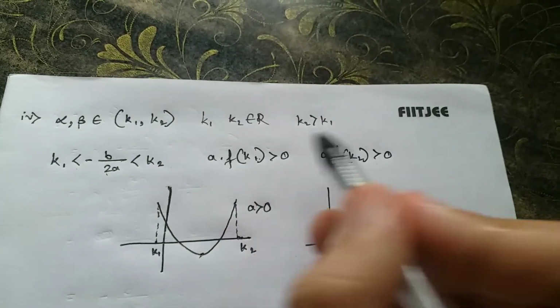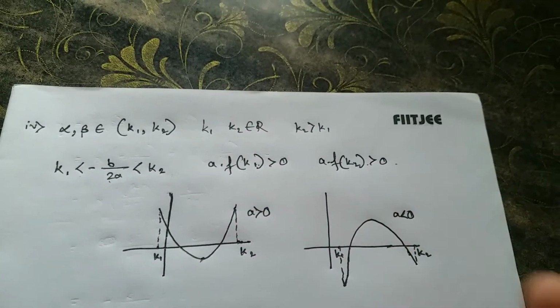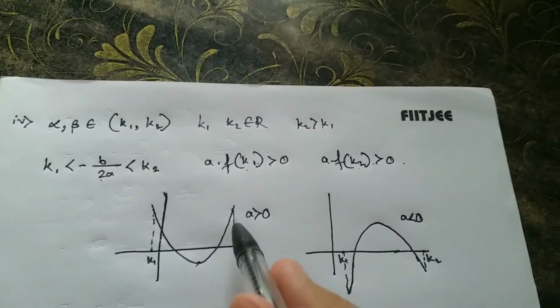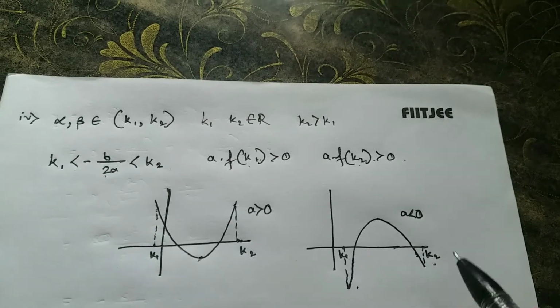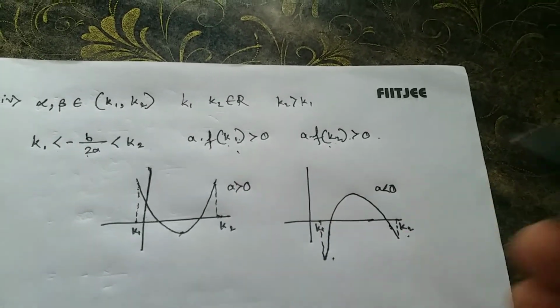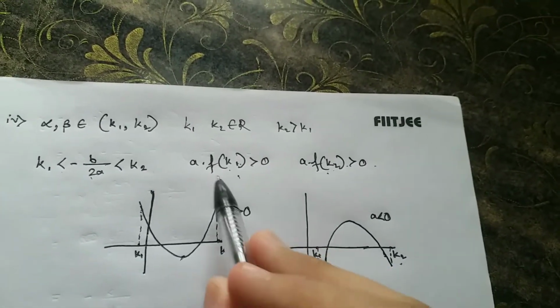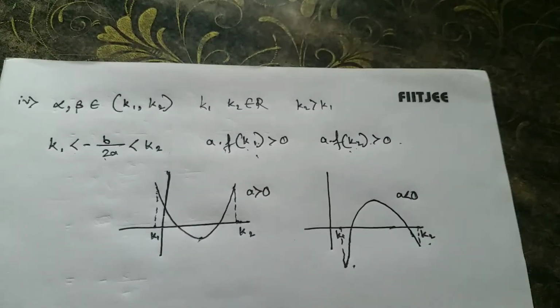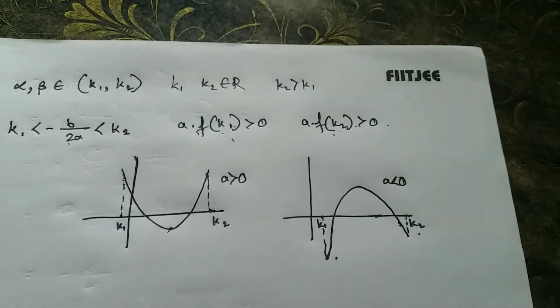And if you see from the diagram, a times f(k1) and a times f(k2) have to be greater than 0. That means if a is greater than 0, then both f(k1) and f(k2) have to be greater than 0. If a is less than 0, both f(k1) and f(k2) have to be less than 0. In other words, all three of them, a, f(k1) and f(k2), have to be of the same sign. Remember this.